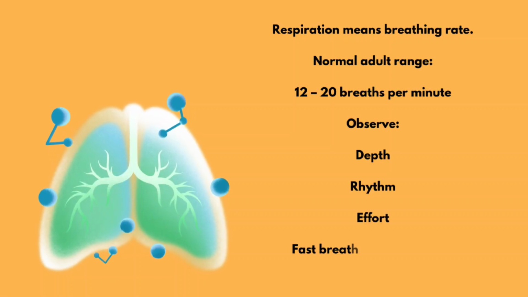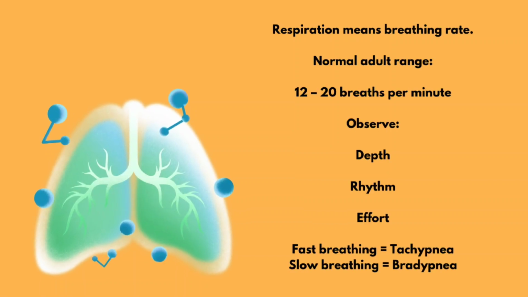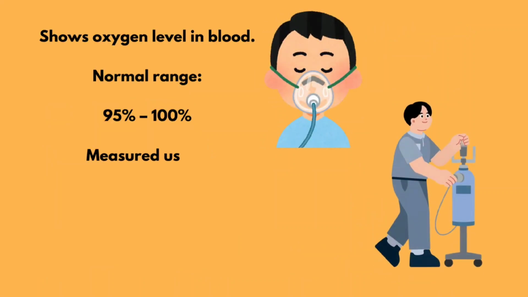Next, what is respiration? Respiration means breathing rate. What is the normal value of breathing rate or respiration in an adult? 12 to 20 breaths per minute is the normal value. Observe the depth, rhythm and effort of breathing. Fast breathing is tachypnea. When we breathe fast, in medical terms we say tachypnea, and when we breathe slowly, in medical terms we say bradypnea.